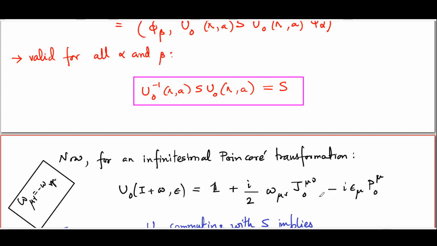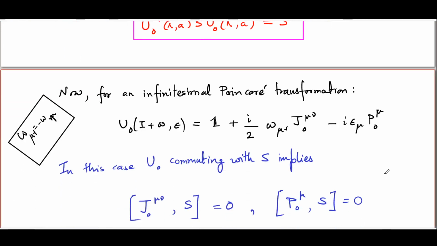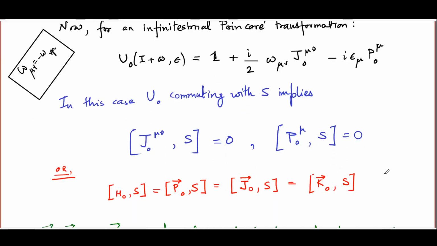Of course, for the free theory, which is why we have J0 mu nu here and P0 mu here. Now, the fact that U0 commutes with S actually tells us that J0 mu nu and P0 mu commute with S. So basically, our job would be trying to figure out how you can get operators J0 mu nu and P0 mu which commute with S. If you think in terms of the individual pieces of the J0 and P0, this boils down to the fact that H0, the free particle Hamiltonian, has to commute with S.